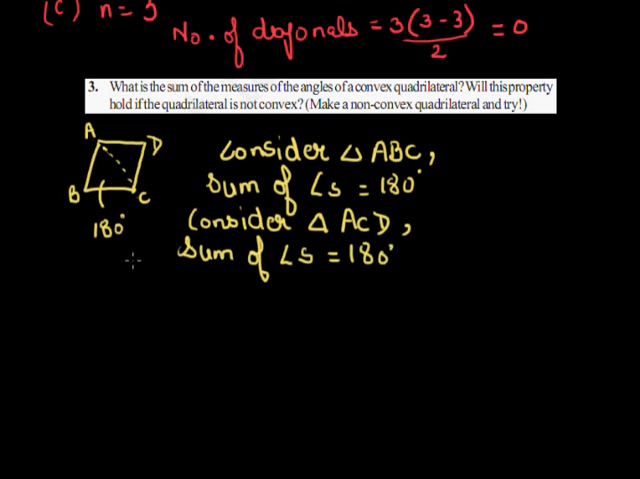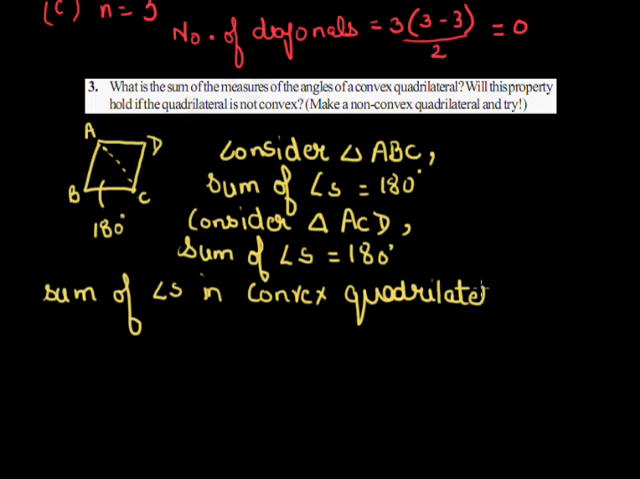So I can say that the sum of angles in a convex quadrilateral is equal to 180 degrees plus 180 degrees, that is equal to 360 degrees. Now coming to the next part, it is asked whether this property will hold if the quadrilateral is not convex. That is, if the quadrilateral is concave, is this property applicable or not?